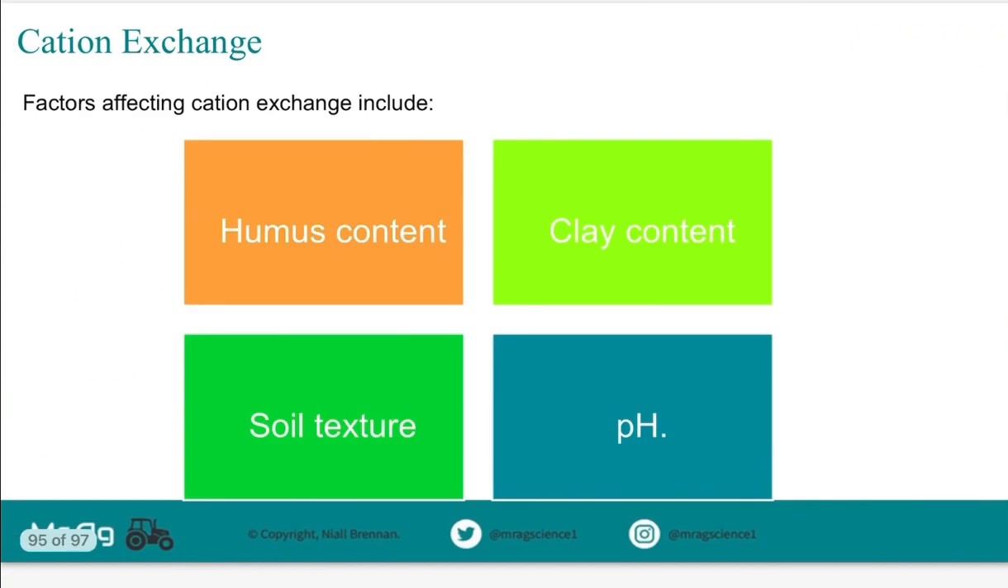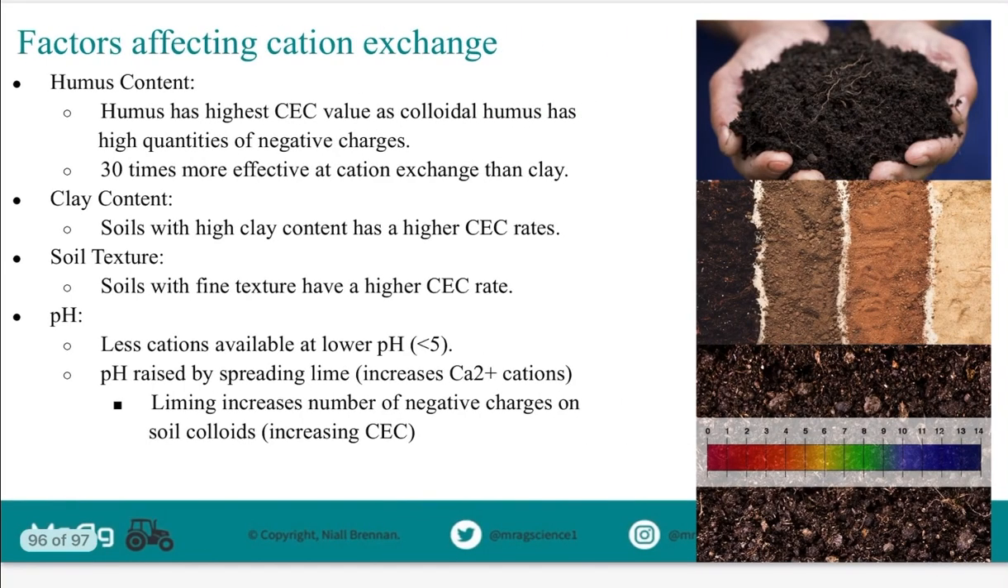Okay? Factors that affect your cation exchange are your humus content, your clay content, your soil texture, and your pH. So how do they affect your cation exchange? Typically, you're going to be asked to explain or name and explain 2 of these. So hopefully if we go through the 4 of them, you'll remember 2 of them.